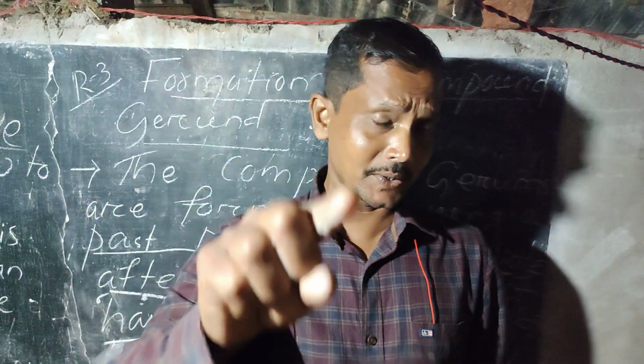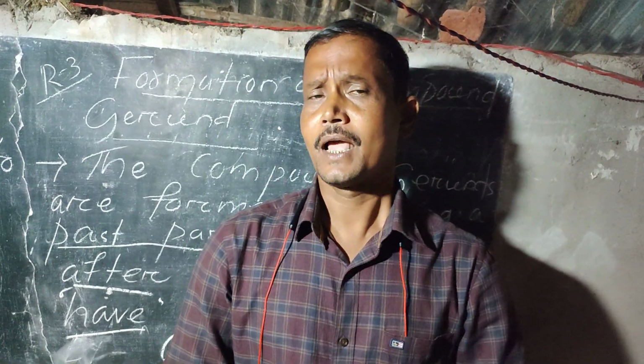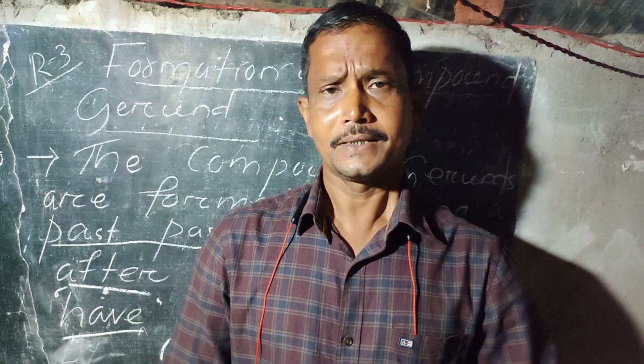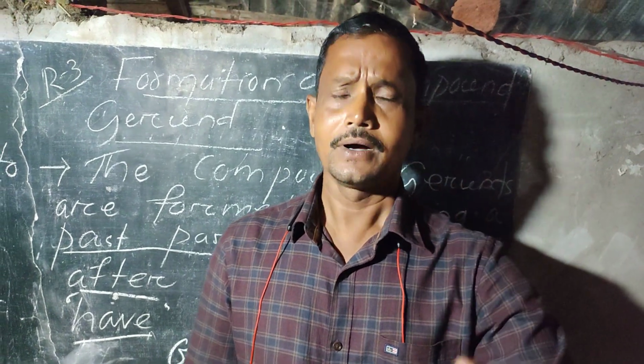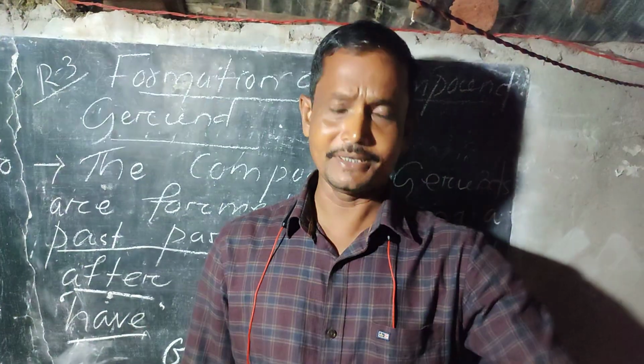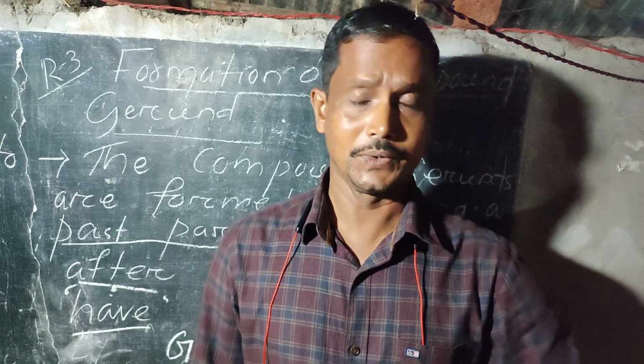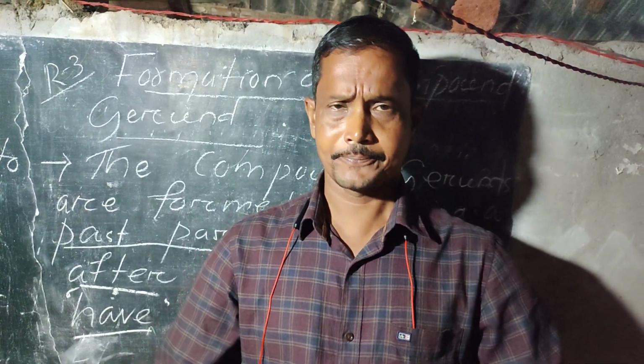But the compound gerunds are used only for these two verbs. And what are the two verbs? The two verbs are have and be. In case of have verbs, in case of be verbs, we can use compound gerunds. But in other cases, we cannot.